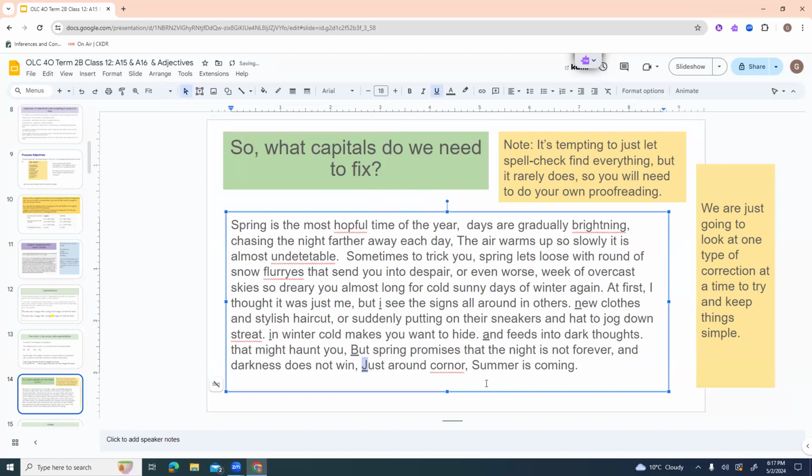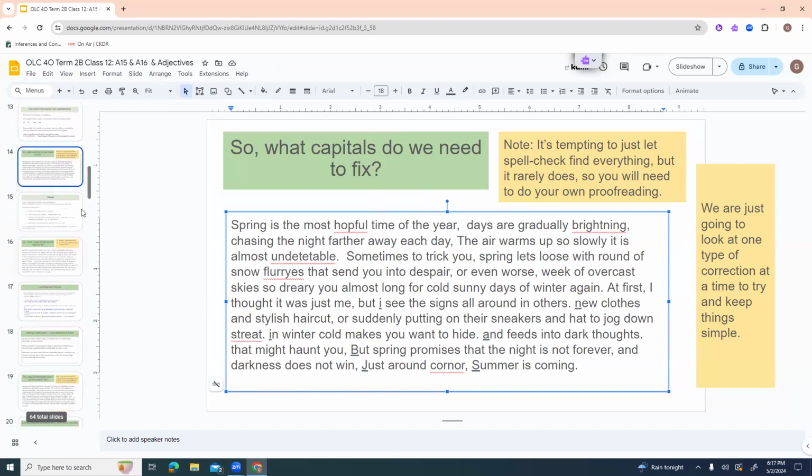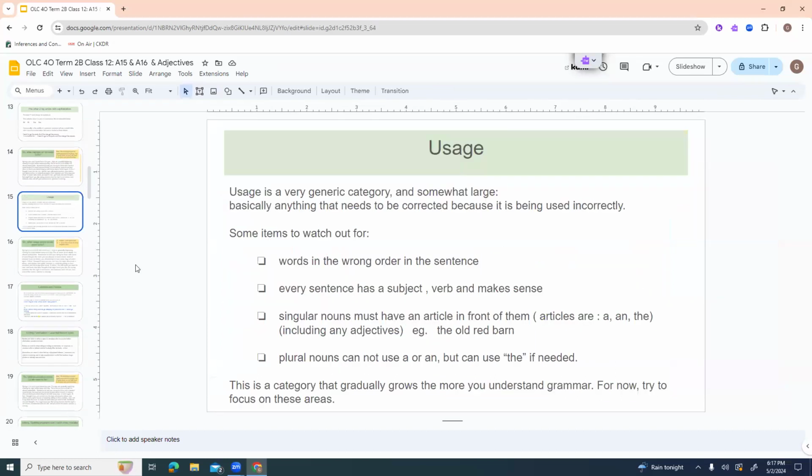Okay, so there are a lot of problems here. We've only tackled some of them, but you can see how focusing on one thing rather than trying to find all your mistakes at once is a little less intimidating. That took us less than a minute, right?